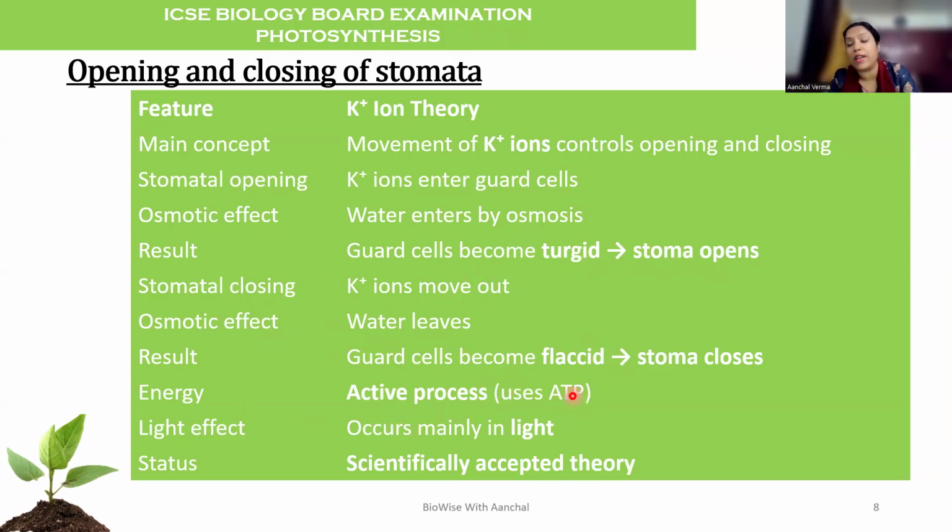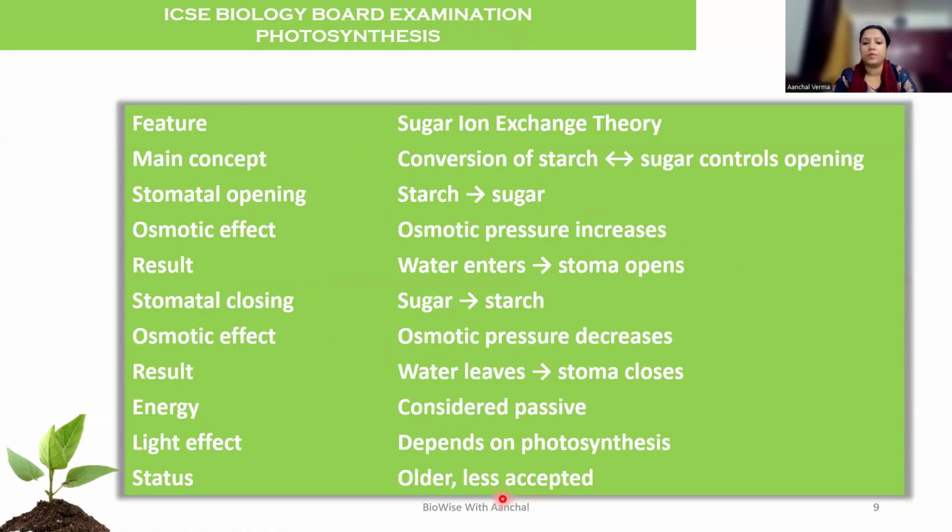You know that in the light reaction, ATP is produced. That ATP is required for pumping potassium ions into the guard cells. Understood? So this basically occurs in light. So in light, ATP is synthesized, photophosphorylation. Correct. So it is the accepted theory.